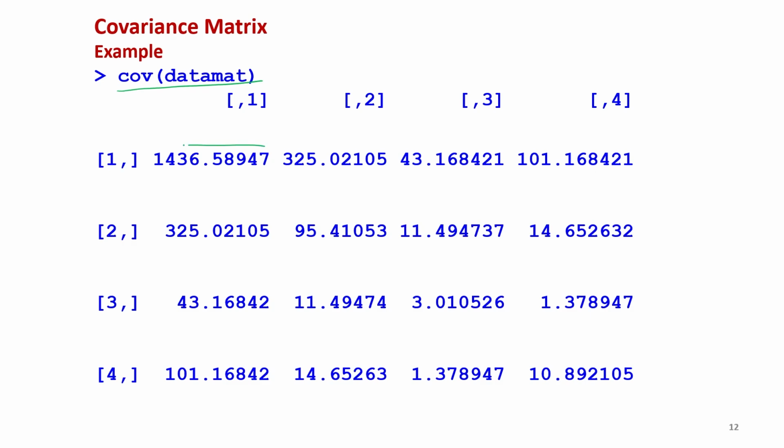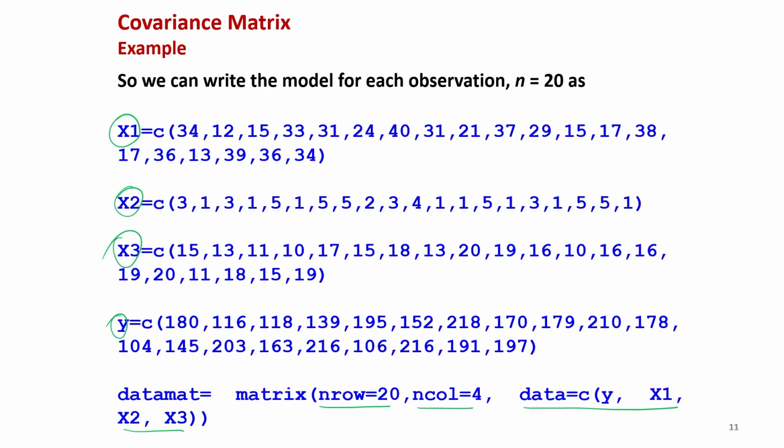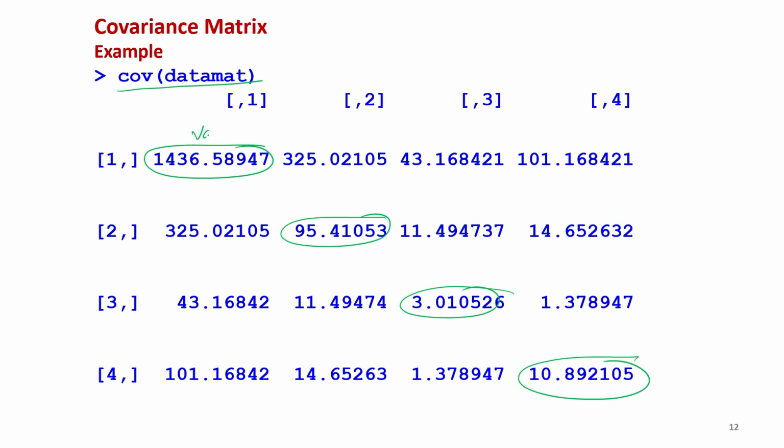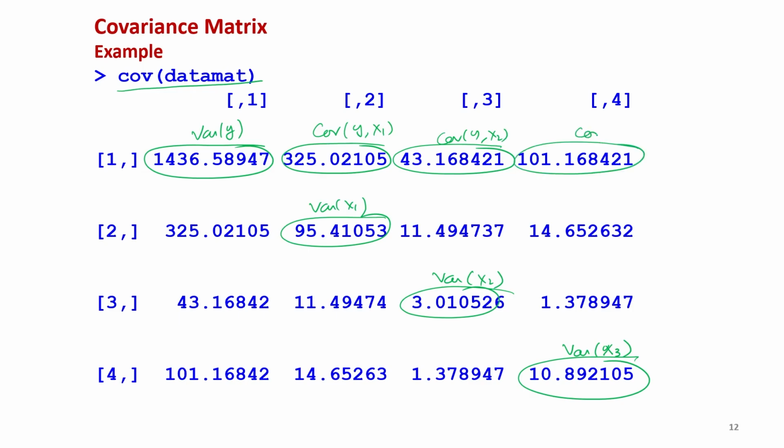If you try to see, these are the variances on the diagonal part. Your data structure was y, x1, x2, x3. So this is the variance of y, this is the variance of x1, the third diagonal element is the variance of x2, and the fourth diagonal element is the variance of x3. Similarly, in the first row second column, this is the covariance between y and x1. Then the third column is the covariance between y and x2, and the fourth column is the covariance between y and x3, and so on.